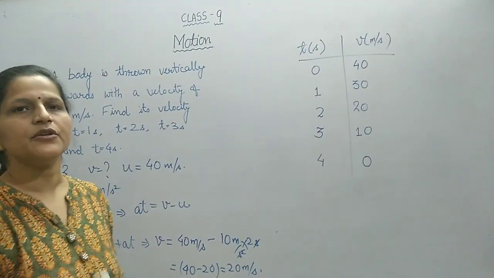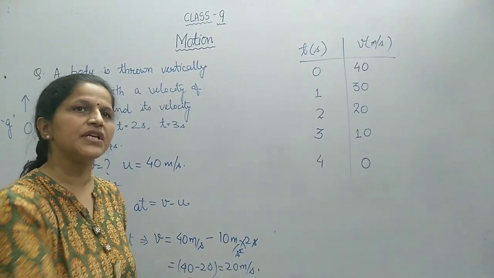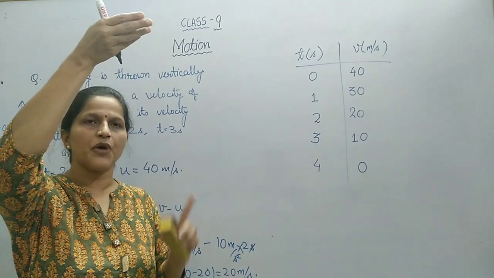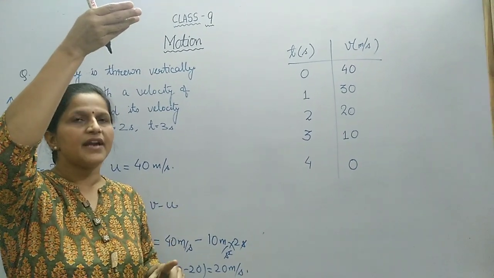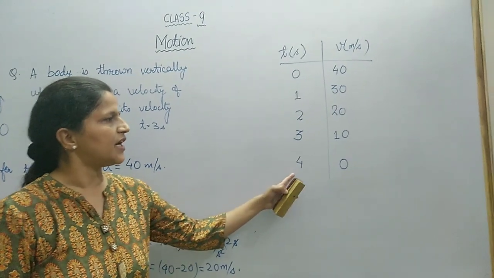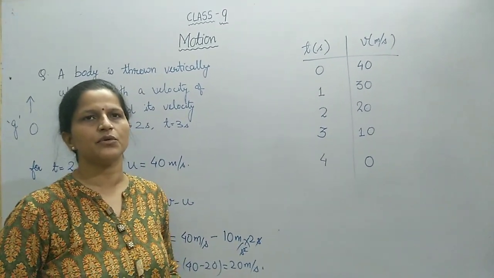From this example, you should also understand that at 4 seconds, when the velocity becomes 0, it means that the object must have attained the highest point of its flight, and now it will start coming down under the effect of gravity. So the highest point velocity becomes 0 whenever an object is thrown upward.